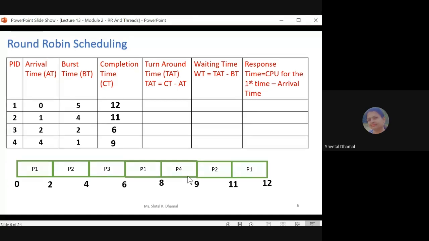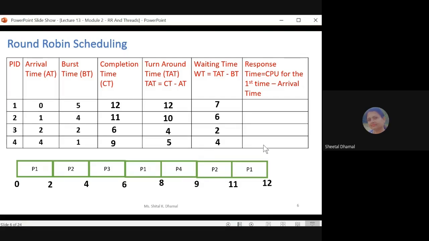So turnaround time means the total amount of time spent by the process in the primary memory. So you have to subtract arrival time from the completion time. That is 12, 10, 4 and 5. Yes. What is waiting time? That is the amount of time which is required for the process for getting the CPU. So it is turnaround time minus the burst time. So it is 7, 6, 2 and 4.